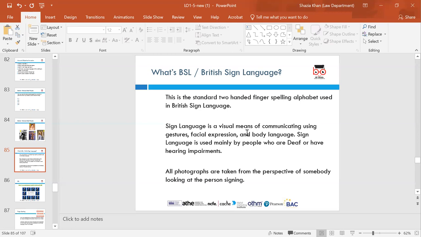So just looking back at what BSL is: British Sign Language. This is the standard two-handed finger spelling alphabet used in British Sign Language. Sign language is a visual means of communicating using gestures, facial expressions, and body language. Sign language is used mainly by people who are deaf or have hearing impairments. All photographs are taken from the perspective of somebody looking at the person signing.